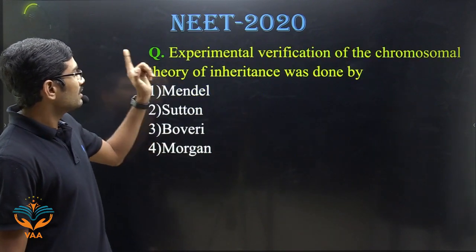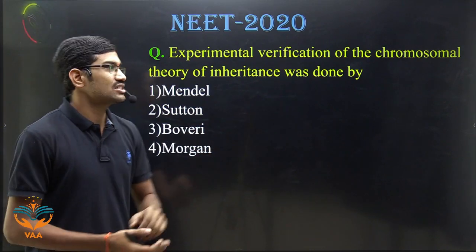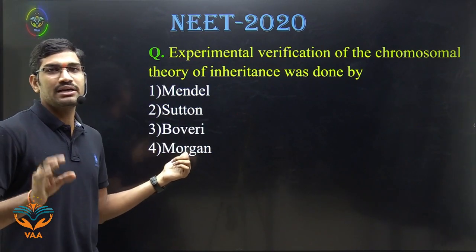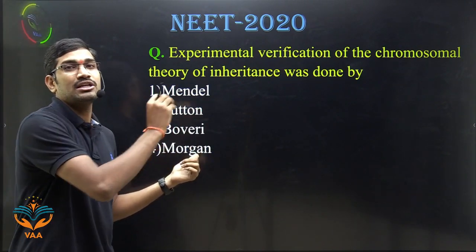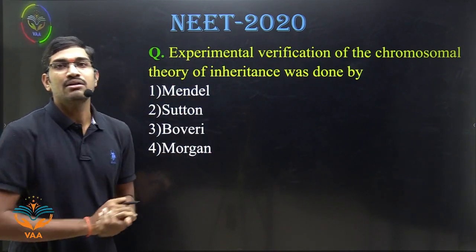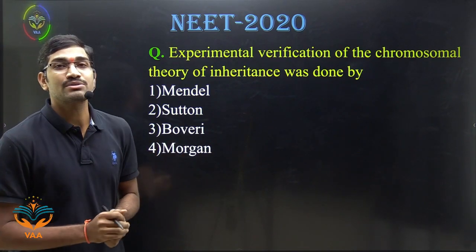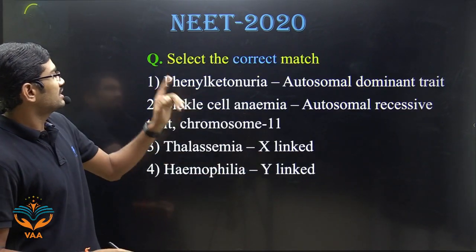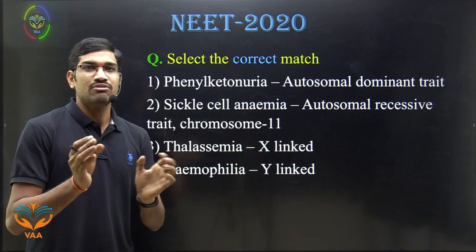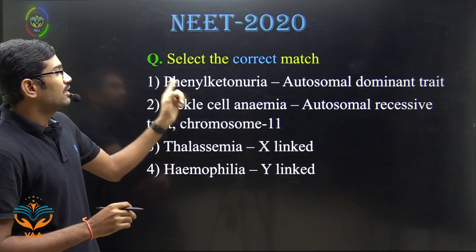Next one, experimental verification of the chromosomal theory of inheritance was done by Morgan. Very important, experimental proof with the help of Drosophila melanogaster was done by T.H. Morgan. He is also known as the father of experimental genetics. Okay. Next one. Select the correct match. Which one out of these 4 was correctly matched? That we need to identify.